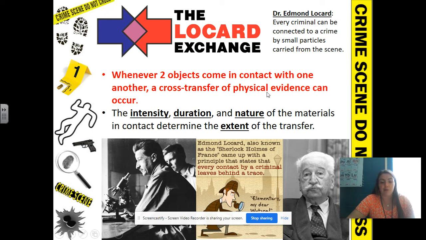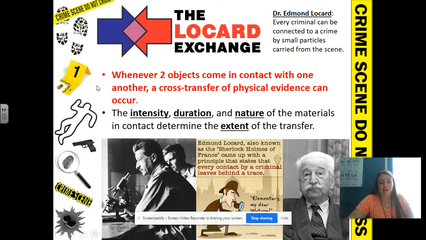So basically, before Edmund Locard, which was in the 1910s to 1920s, people just didn't really understand that anytime things came in contact, we did transfer pieces of ourselves behind. It just wasn't a common thought that you're leaving your hair behind, or your prints, or your skin flecks, and that possibly all of that could be tested. And what affects how much evidence we can usually find is the intensity, the duration, and the nature of the materials in contact, to determine how much is probably going to be transferred.